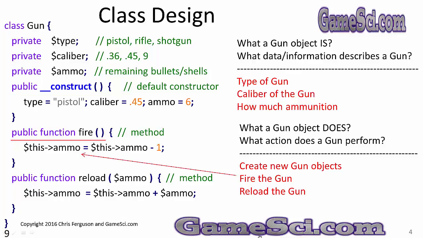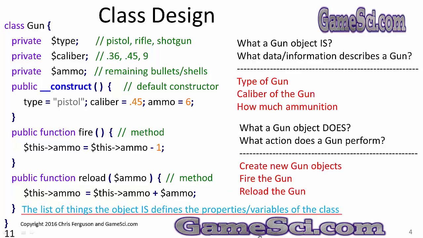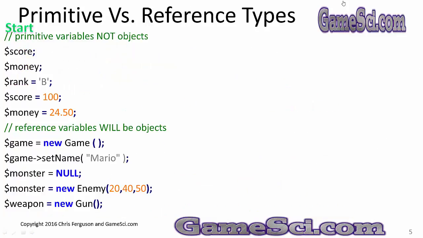I want to be able to fire a gun. I want to be able to reload a gun. The list of things that the object is defines the properties or the variables of the class. The list of things the object does defines the methods or functions of the class. And when you're ready to design a class, when you're ready to write a program to create objects, sit down and write down these two lists, and that will give you your basis for the variables and methods of your class. Primitive versus reference types.